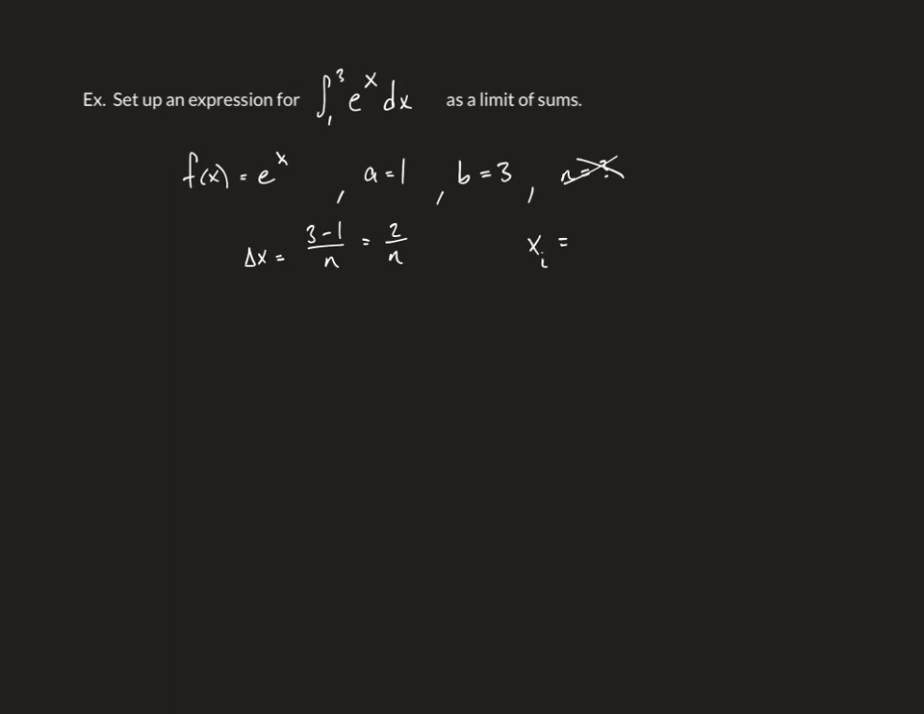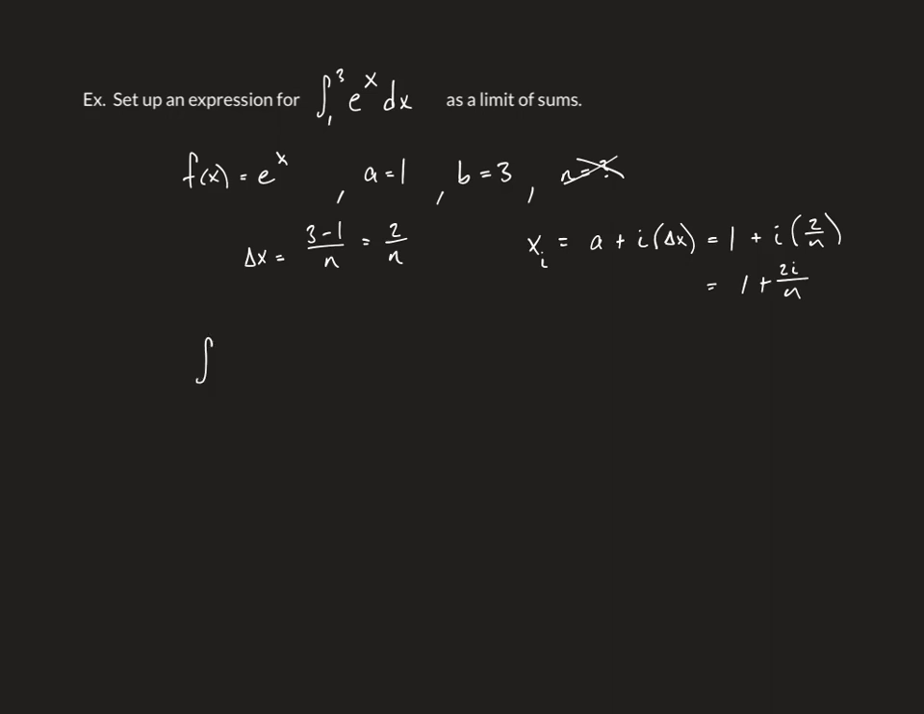And then we're going to have the markers on each of our intervals, right? So if it's a right-hand interval, then I'm going to use xi, and that's going to be calculated by a plus i times delta x. The beginning of our interval is 1, and that's i times 2 over n. So this is going to equal 1 plus 2i over n. That's going to be the value that we're going to be evaluating our function for.